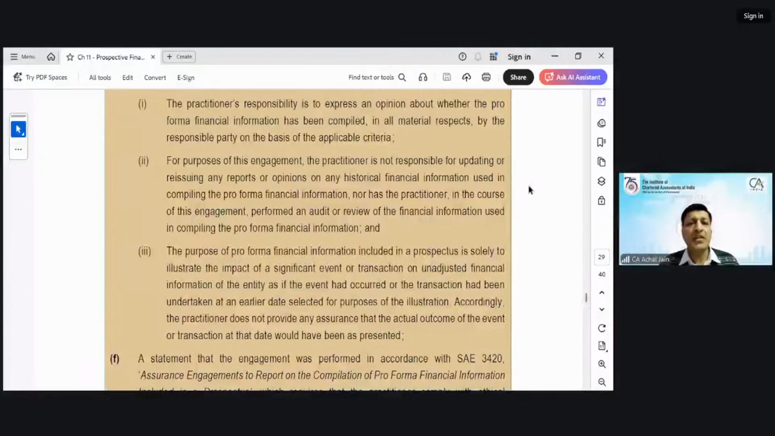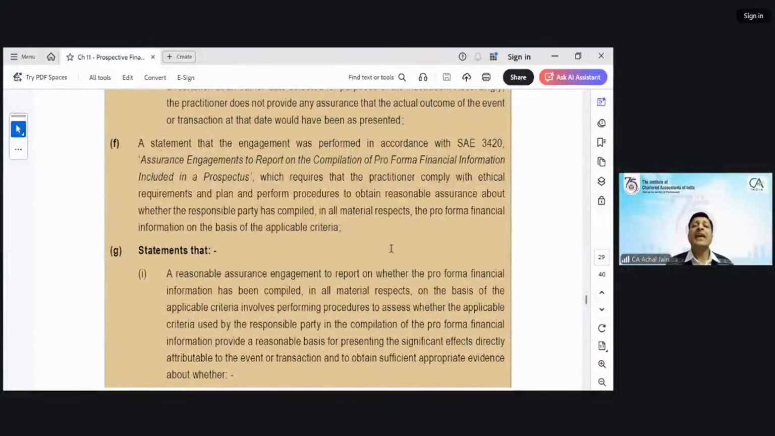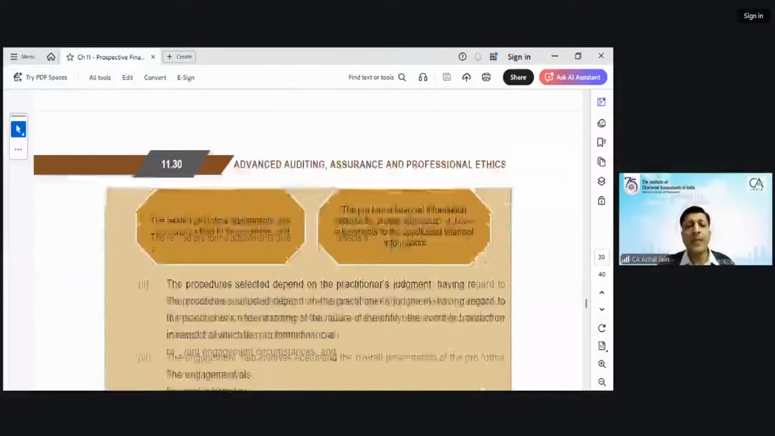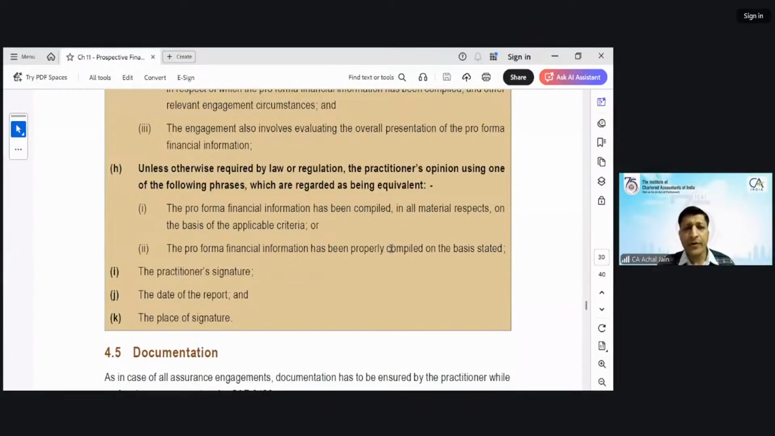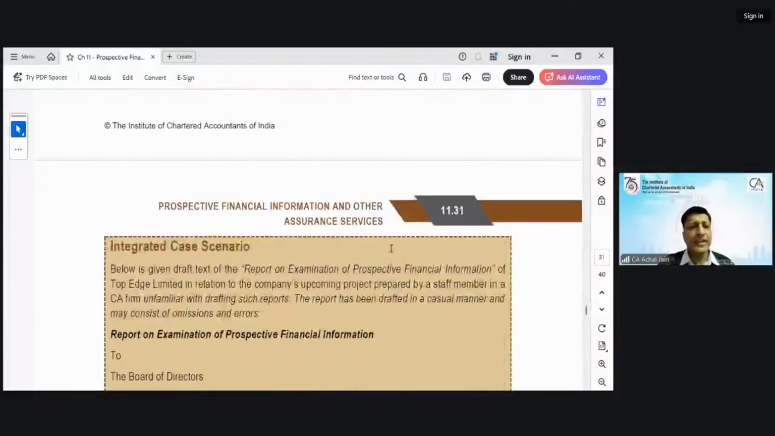What is it that the practitioner has done? That is about expressing an opinion whether the pro forma financial information has been compiled in all material respects by the responsible party. Yes or no? On the basis of what? On the basis of applicable criteria. Correct. So that is something you will be looking at. Clear? Now, a statement that the engagement was performed in accordance with this standard about the assurance, and then some requirements in relation to the signature, date, place, etc. These are all standard, so you'll also have it over here, like it goes out for any other report.